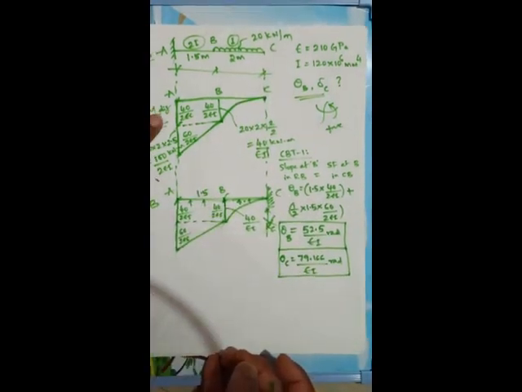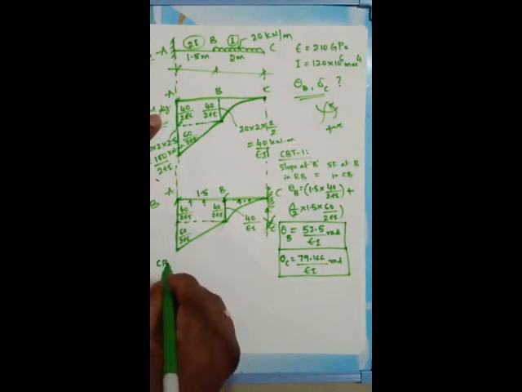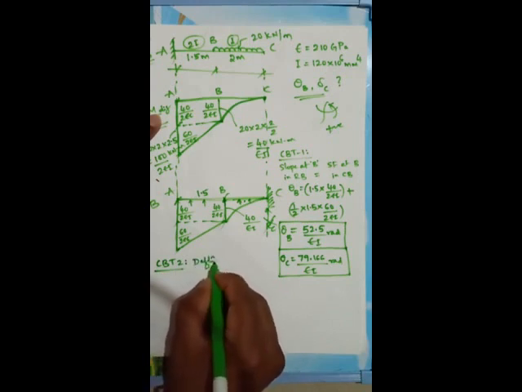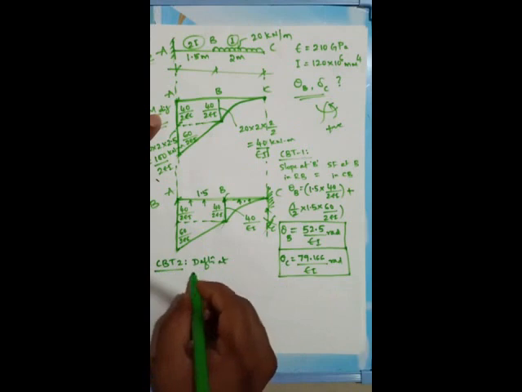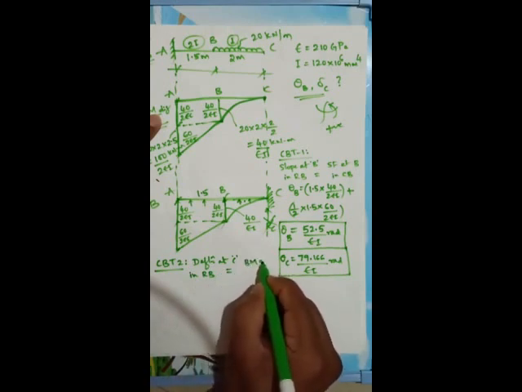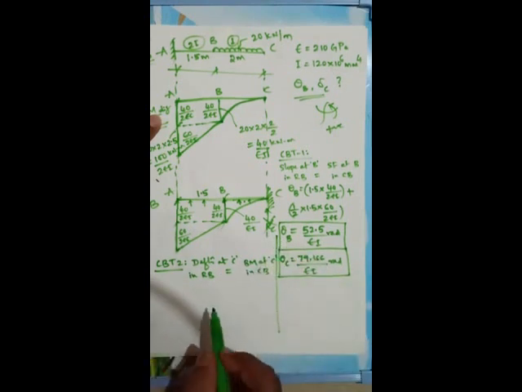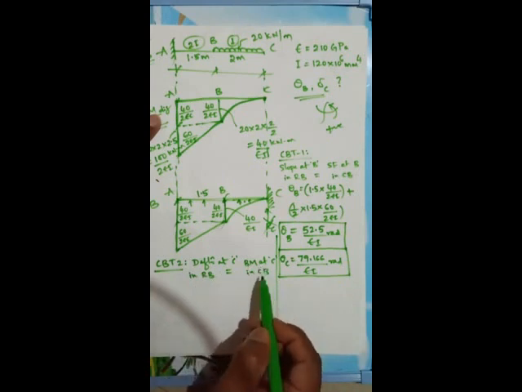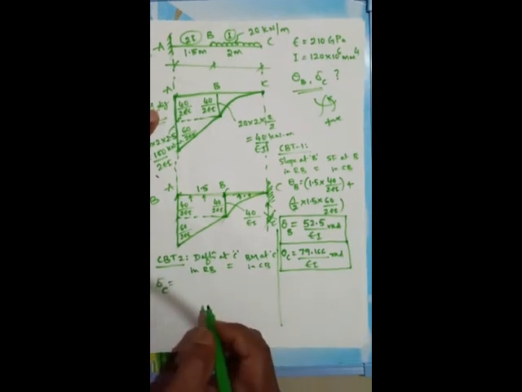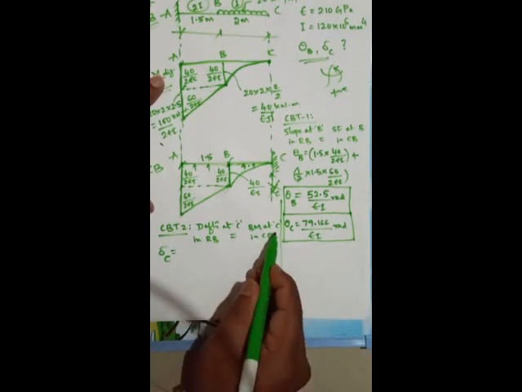Okay, then we'll find the delta C, the deflection at point C, that is the maximum deflection at the free end in a cantilever beam. So according to conjugate beam theorem 2, the deflection at any point, so here deflection at C in real beam is equal to bending moment at C in conjugate beam. So what is the deflection at C? That is delta C is equal to bending moment at C in conjugate beam.